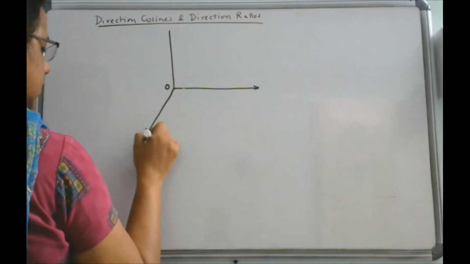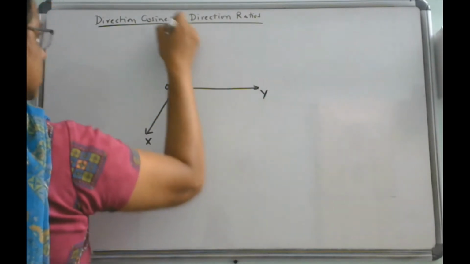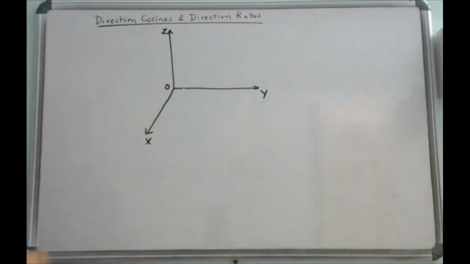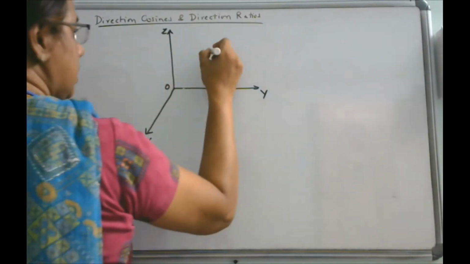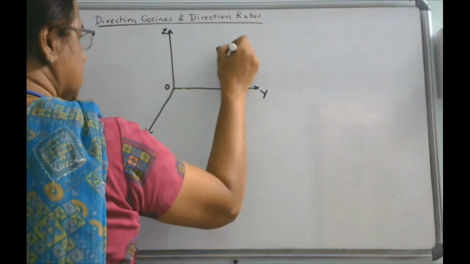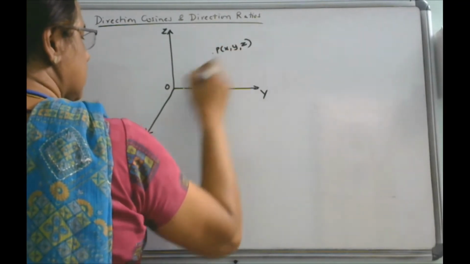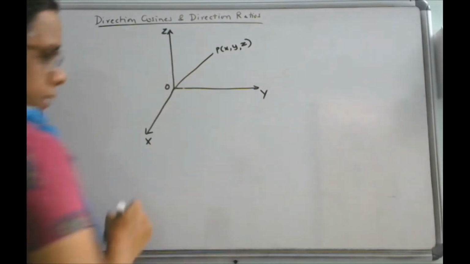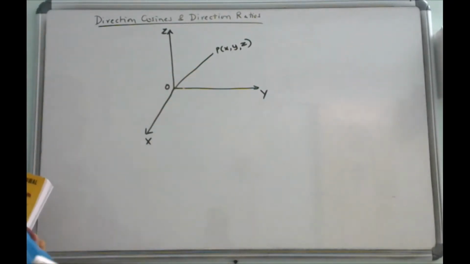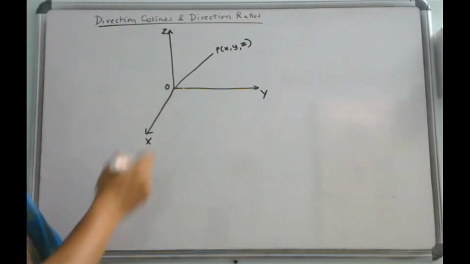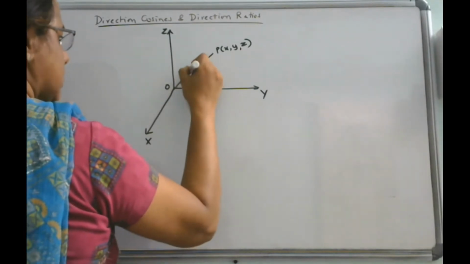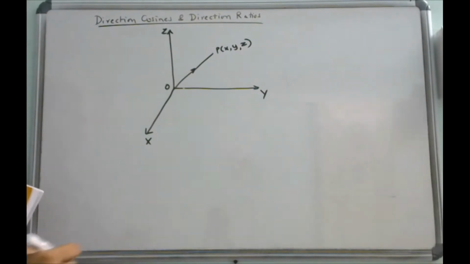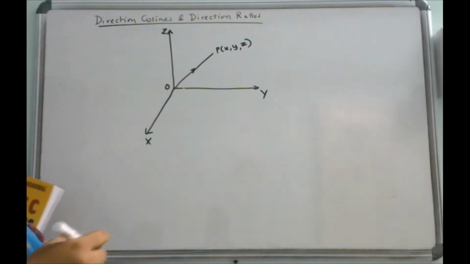This is taken as x axis, this is taken as y axis, and this is taken as z axis. I am considering a point P(x, y, z). From O, I join this OP. Now I am marking vector OP.